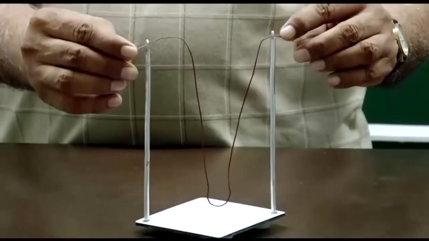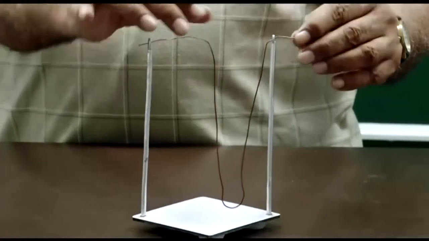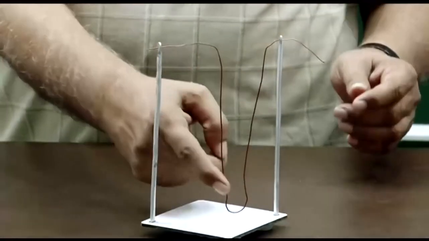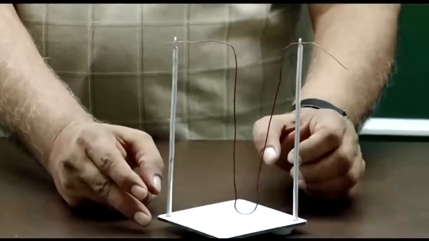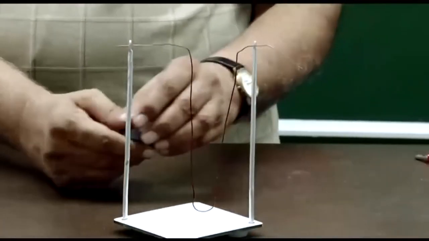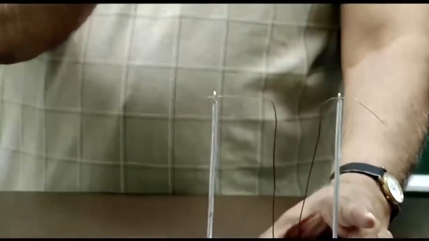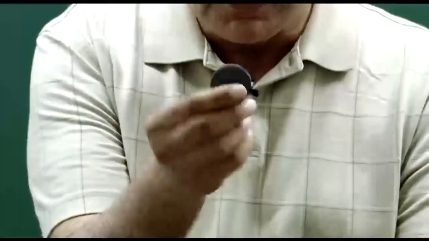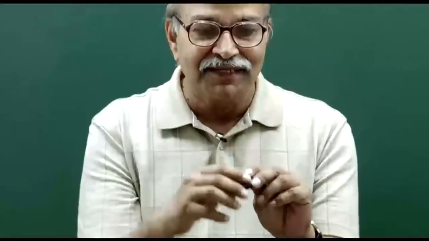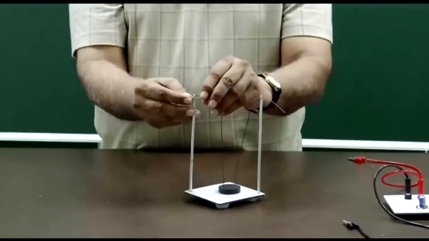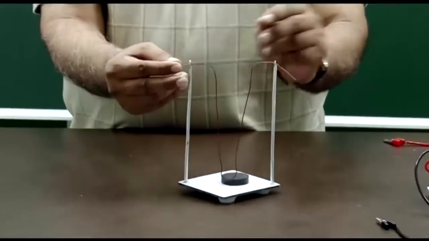So we normally call it a swing experiment because this wire can swing here. Now we have a magnet, this time also a cylindrical magnet, but flat disc type, height is small and radius is more. So I can put it here near the base.